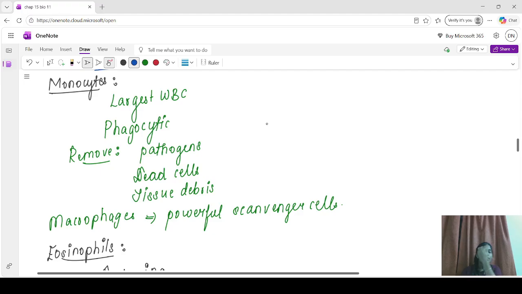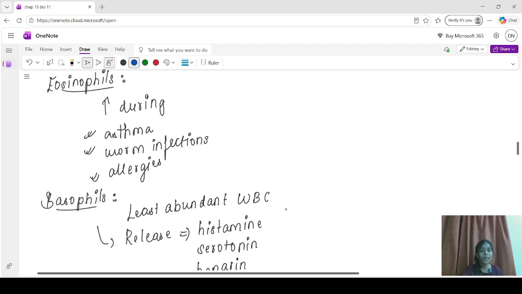What are monocytes? Monocytes are the largest WBCs. They are also phagocytic, and they remove pathogens, dead cells, and tissue debris. Monocytes later transform into macrophages. These macrophages are inside the tissue and act as powerful scavenger cells. Let's see what eosinophils are. Eosinophils are important in allergic reactions and parasitic infections, because their number increases during asthma, worm infections, or some kind of allergies.